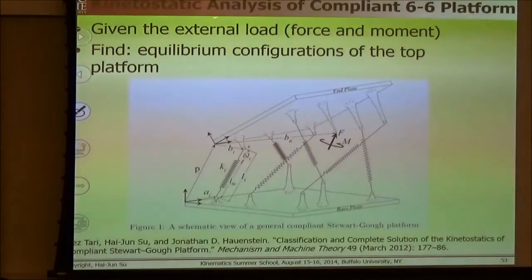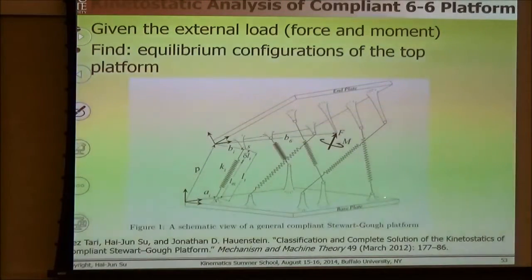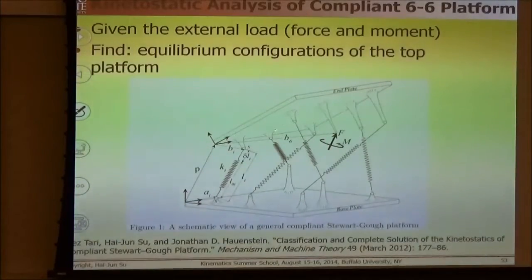Here's another problem that we solved. It's called the general 6-6 platform problem. This is probably the most complicated problem we solved. So we have the platform, but each link is a linear spring. When you apply a force and moment to the platform, the equilibrium position needs to be found.